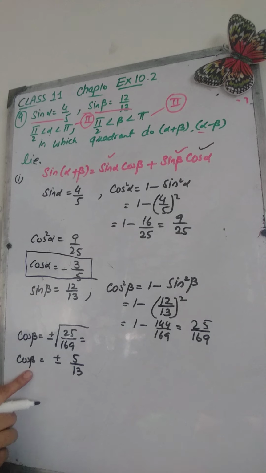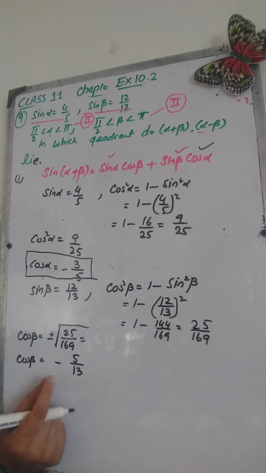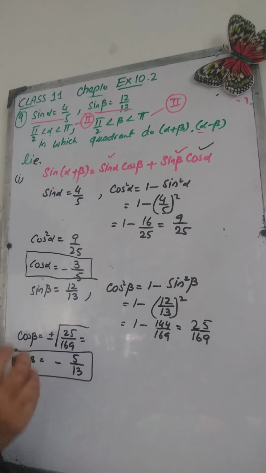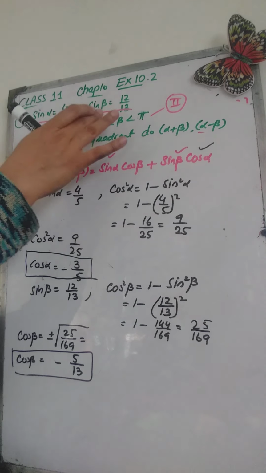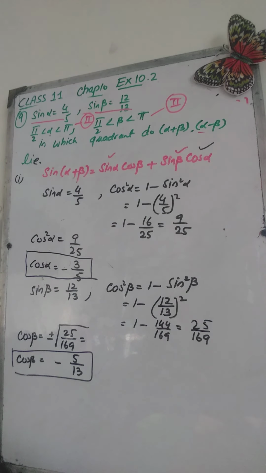Now again, beta lies in the second quadrant, as given to us, where cos is always negative. So I am going to ignore the positive sign, and we are going to take the negative sign only, because beta lies in the second quadrant. So its cos will be negative. So now we know cos alpha and cos beta. I am going to put these two values along with the values which are given to us in this expression to get sine of alpha plus beta.